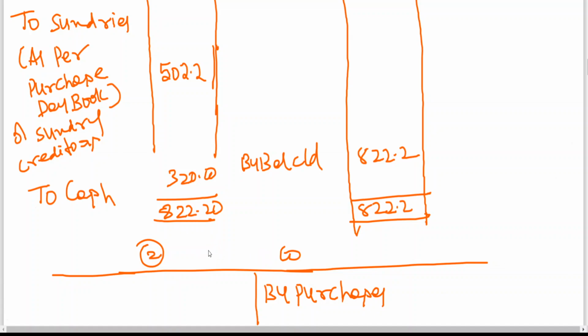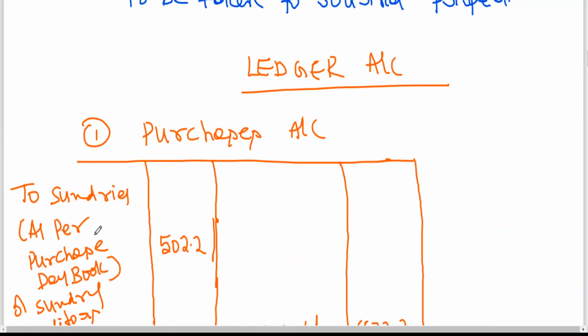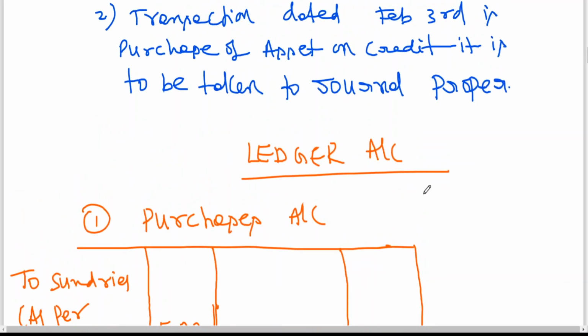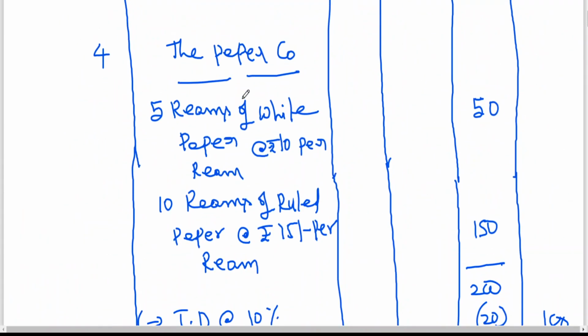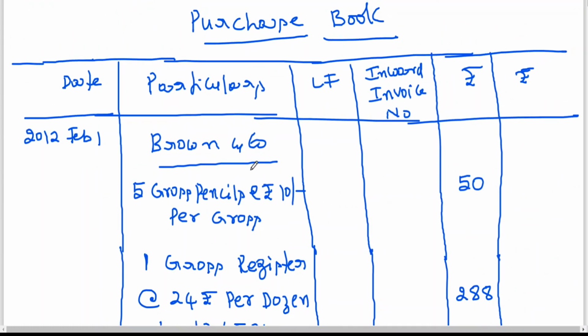Sir, we have written entries like Purchases account debit to Brown and Co., Purchase account debit to Paper Co., Purchase to Mrs. Verma. Then why are you writing them here? When we have opened the purchase day book, all the suppliers' names are listed in the purchase day book. Is it not duplicating? Is it not time wasting?